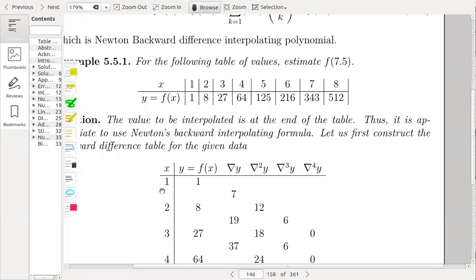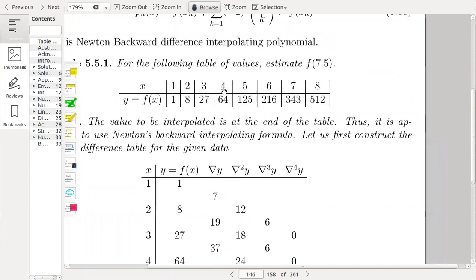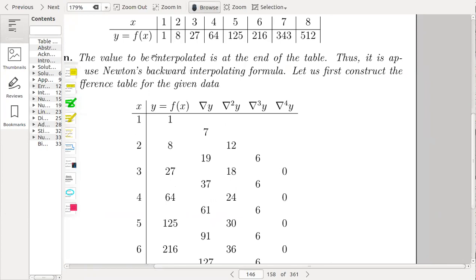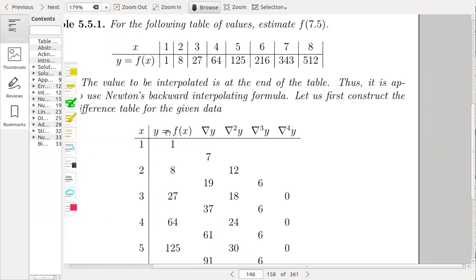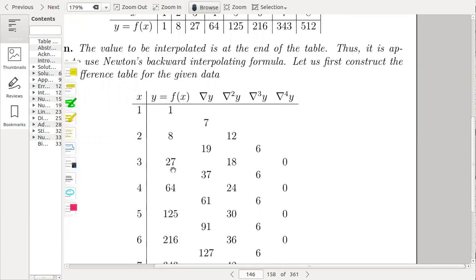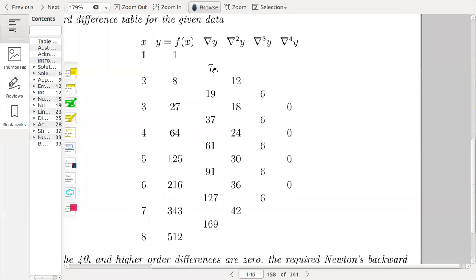So let us first construct the backward difference table for the given data. So x is 1, 2, 3, 4, 5, 6, 7, 8. And what should be the zeroth difference? The zeroth backward difference should be the exact values, that is 1, 8, 27. So just look at the second column. These are the exact values of f of x, that is the value of the function at the points x equal to 1, 2, 3, 4, 5, 6, 7. Now the difference between two consecutive points is 8 minus 7 equals 1, 7 minus 6 equals 1. Now how can we compute this?